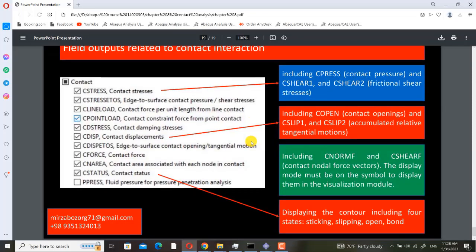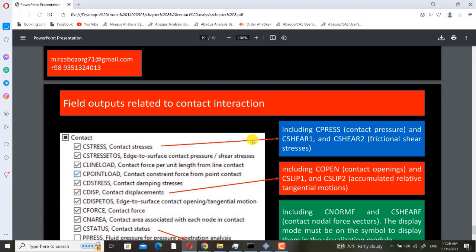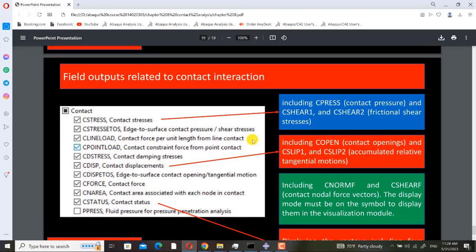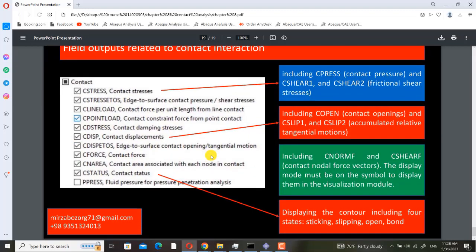And here finally we have the last slide of chapter 8. It is about field outputs related to contact interaction. The most important outputs are C stress and C status. Okay, C status and C stress. And the others are not very important.